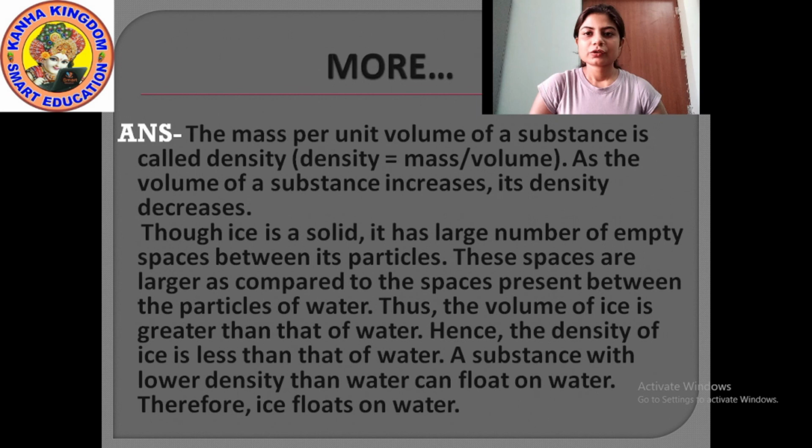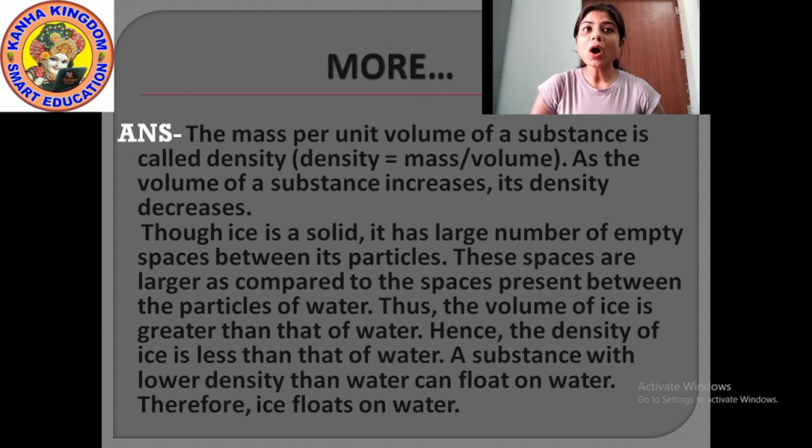So students, answer number 8. The mass per unit volume of a substance is called density. I already told you, density means the mass of a substance per volume. Density is equal to mass per volume. Full stop. As the volume of a substance increases, its density decreases. When you increase the space of a substance, its density decreases.